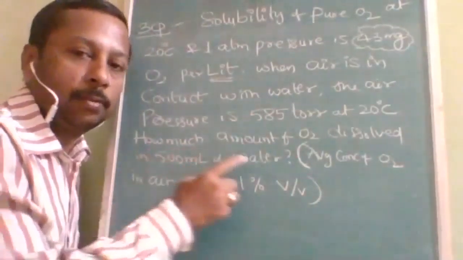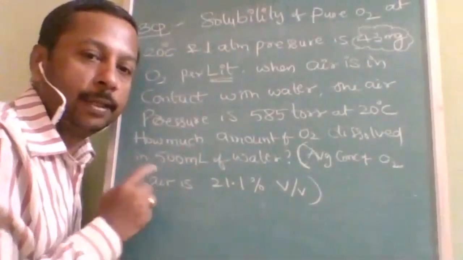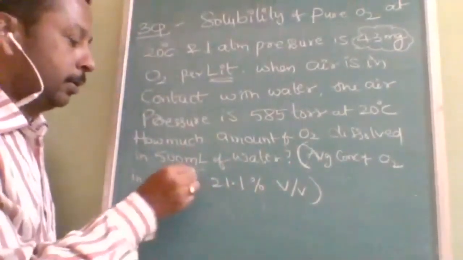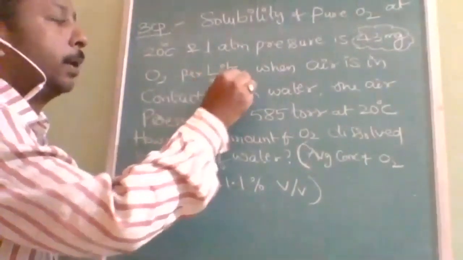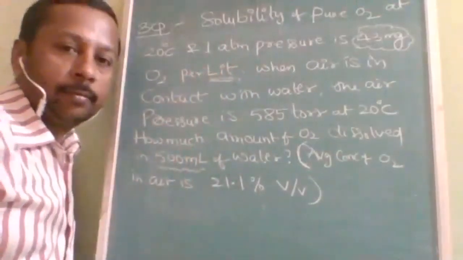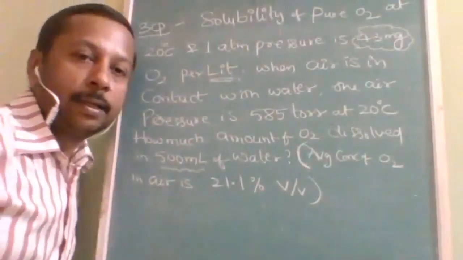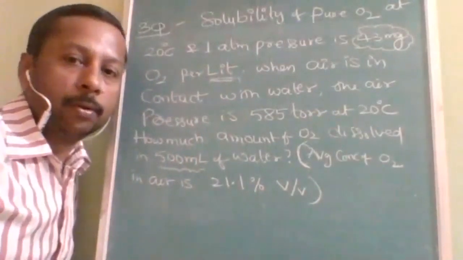How much amount of O2 dissolved in 500 ml? There is one more catch over here. Given solubility is per liter and he is asking for 500 ml. How many technicalities you have to know about the question?